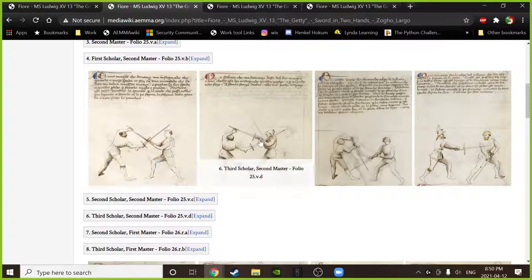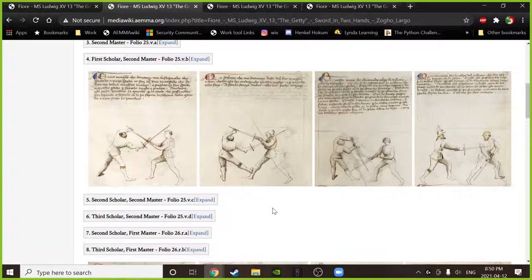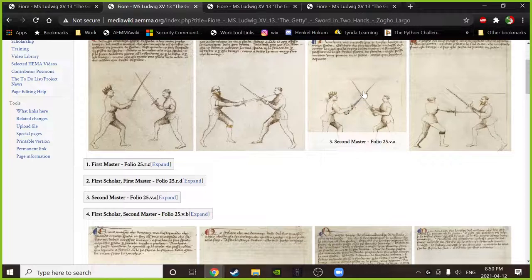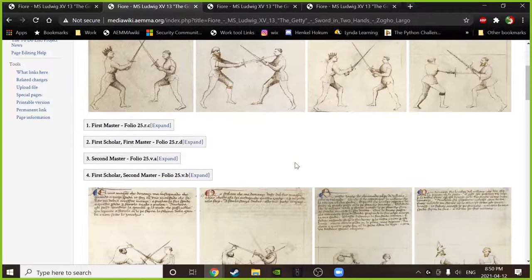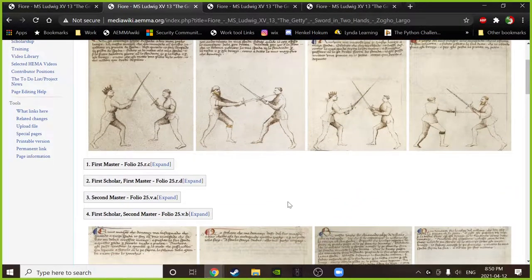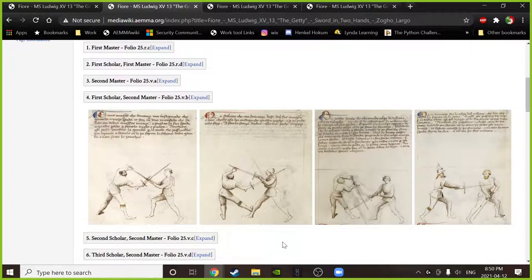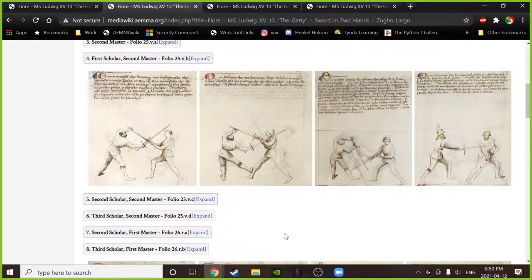So this is kind of what we're dealing with here. We're dealing with hand grabs, hand entries to the first third of the blade, probably from a crossing at the middle, and the optimum context is when the enemy's sword is still.